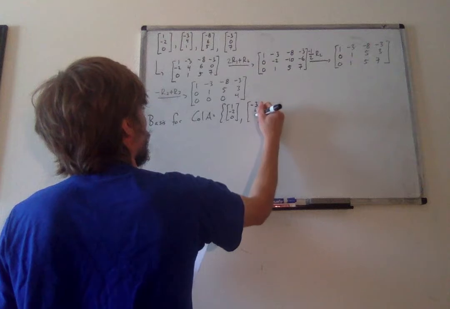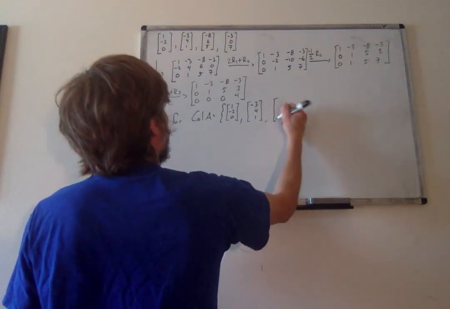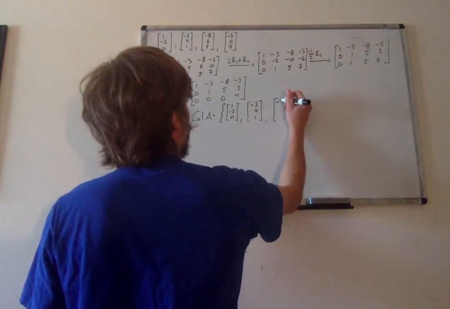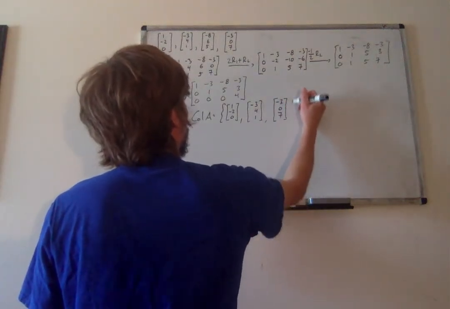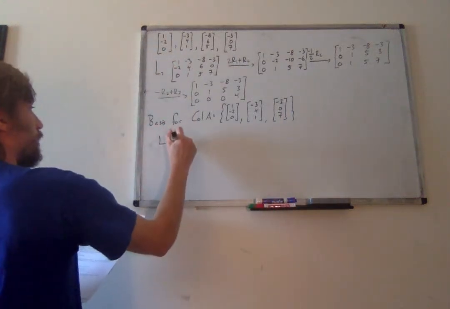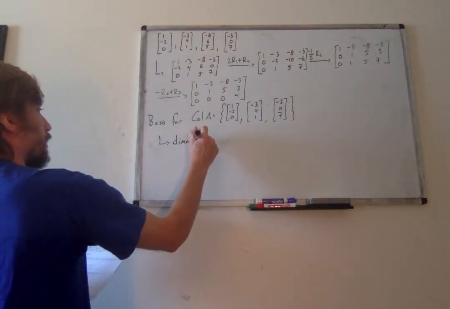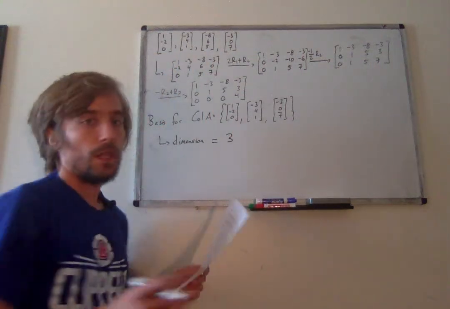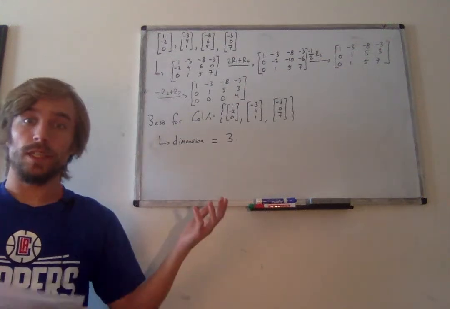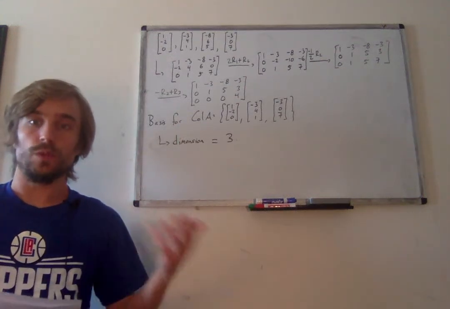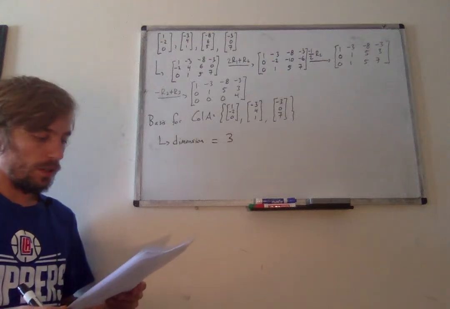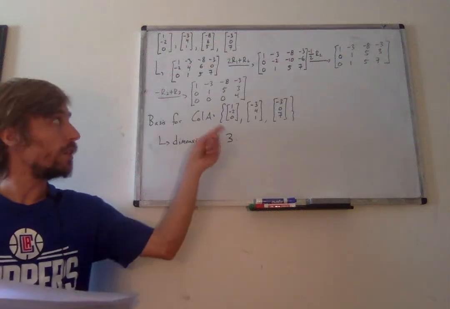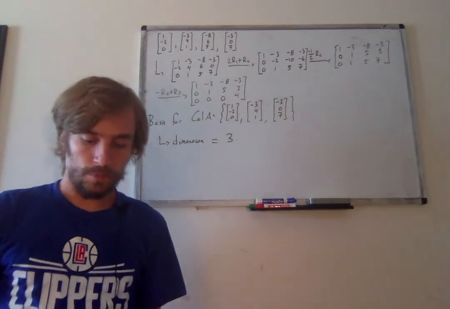column 2, and column 4. And so that means that the dimension of the space spanned by these 4 vectors is equal to 3. Which we knew going into this, since these were all vectors of length 3, that the dimension was going to be at most 3, certainly. But it could have been less than 3 if more of these vectors were linearly dependent.